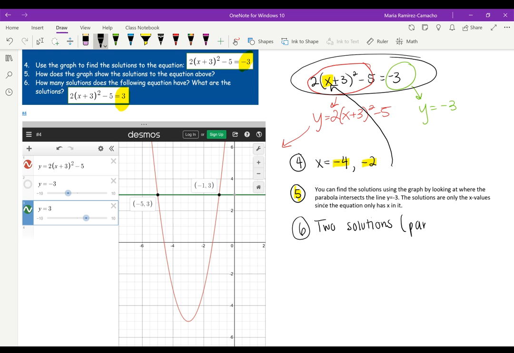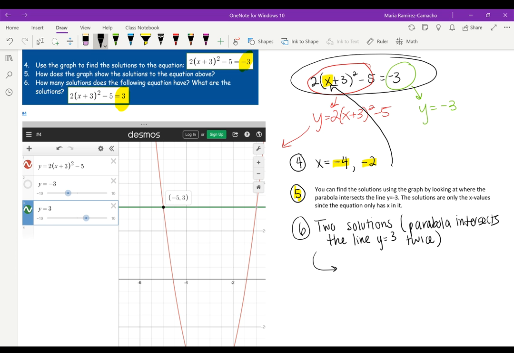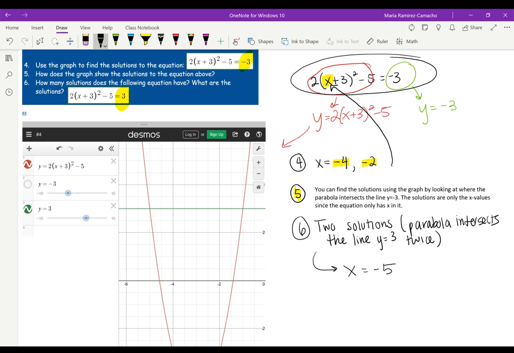Again, that's because the parabola intersects the line y equals 3 twice. Okay, what are those 2 solutions? I'm only looking at the x-coordinates. For that first point, I've got x equals negative 5, and for that other point, x equals negative 1. And we are finished.